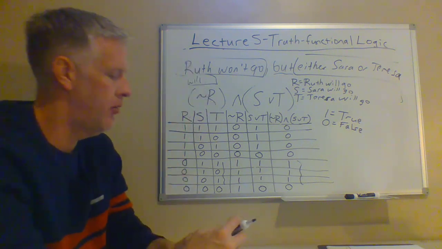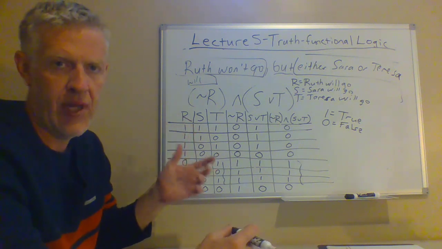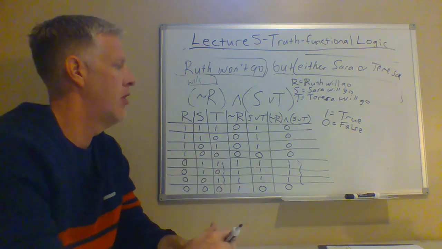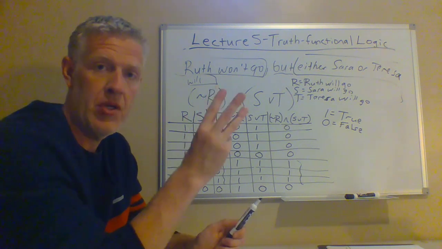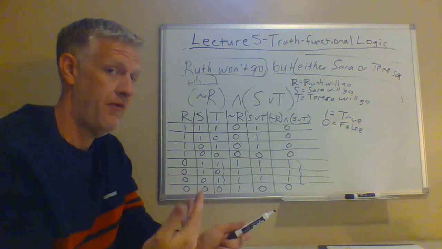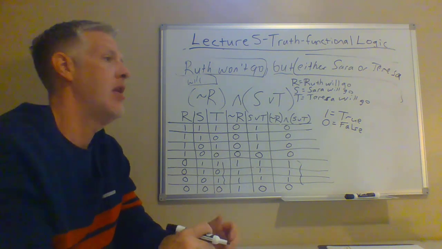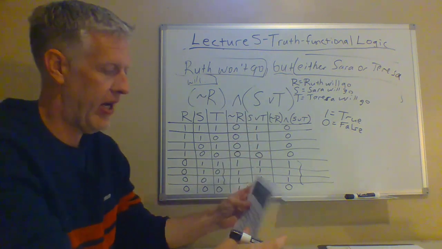Basically, again, you just double the number of rows based on how many basic claims you have. So with one, you just have 2 rows. With 2 claims, you'll have 4 rows. With 3, you'll have 8. With 4, how many will we have? 16. With 5, how many will we have? 32. Now, as I mentioned before, we're not going to deal with anything that complicated though.